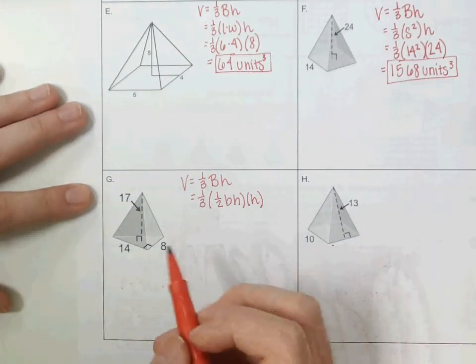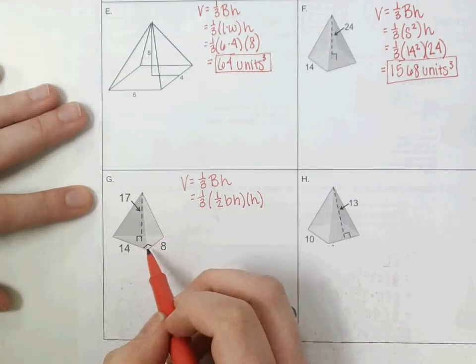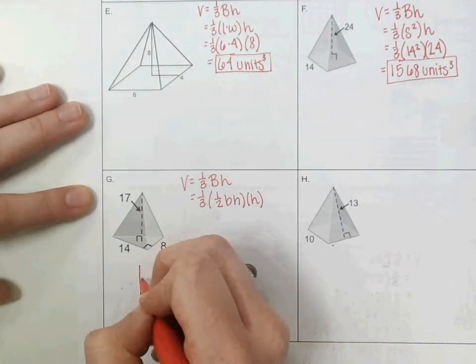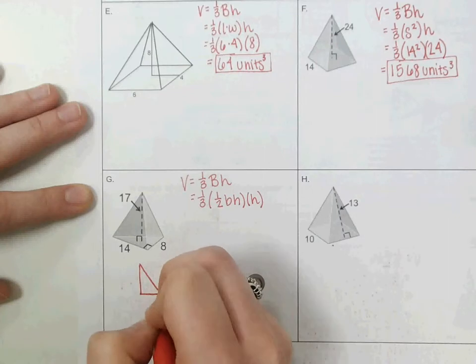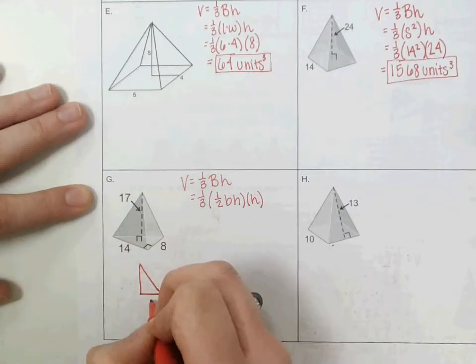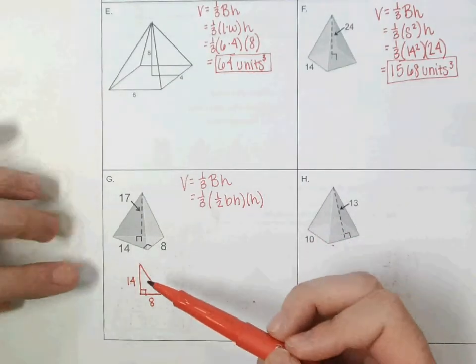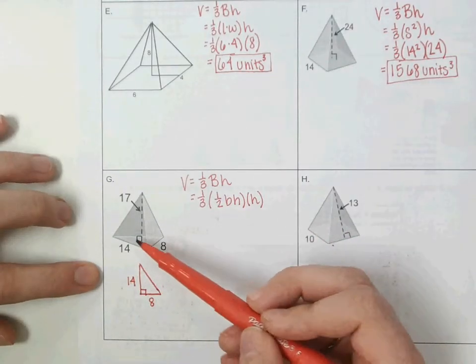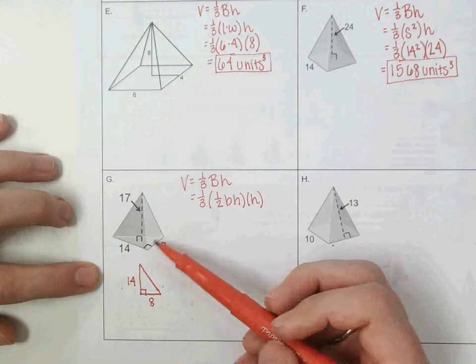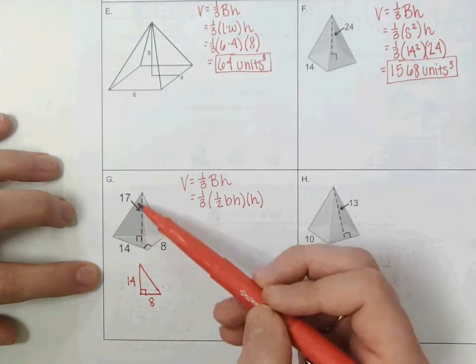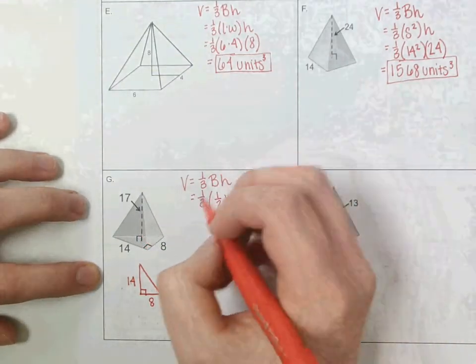Okay, now I'm going to redraw the bottom of this triangle, and I'm going to turn it just a little bit. If you notice, it is a right triangle with numbers written like this. So we actually do have the height of our base down here, which is different than the height of the actual pyramid. Okay, so whenever we fill this in, we have 1/3.